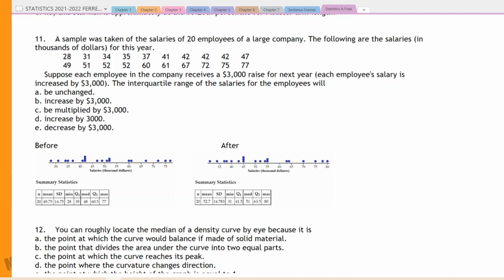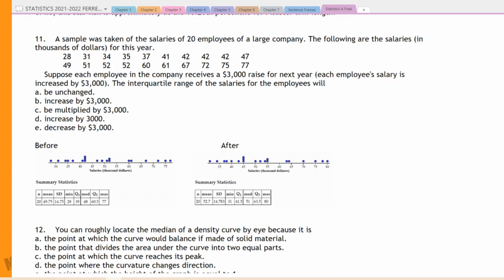Number 11 here says, a sample was taken of the salaries of 20 employees of a large company. The following are the salaries in thousands of dollars for this year. Suppose that each employee receives a $3,000 raise next year. So basically, each employee's salary is increased by $3,000. Well, what's going to happen to the IQR?